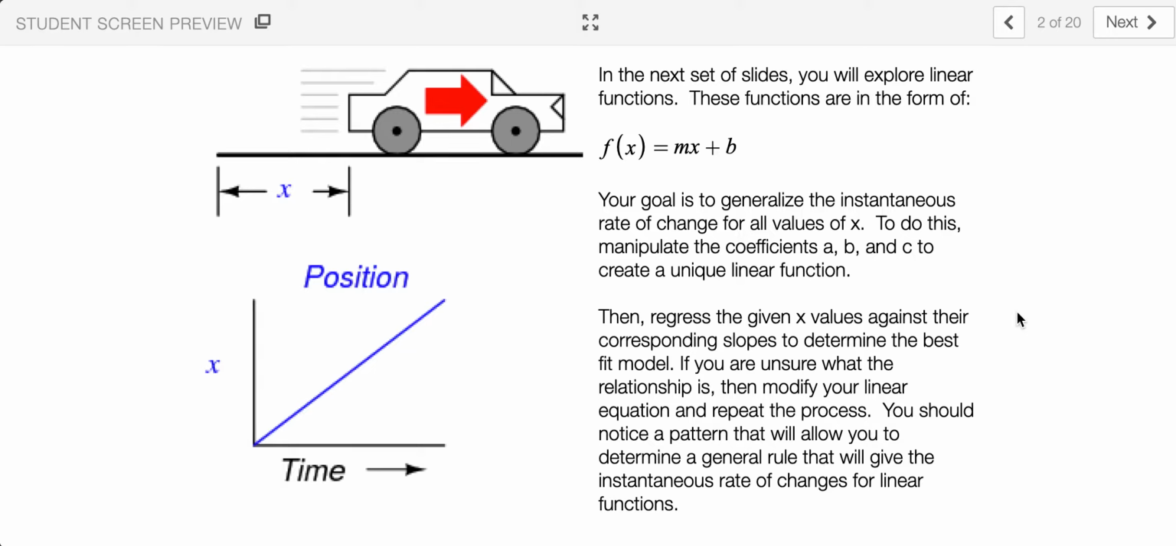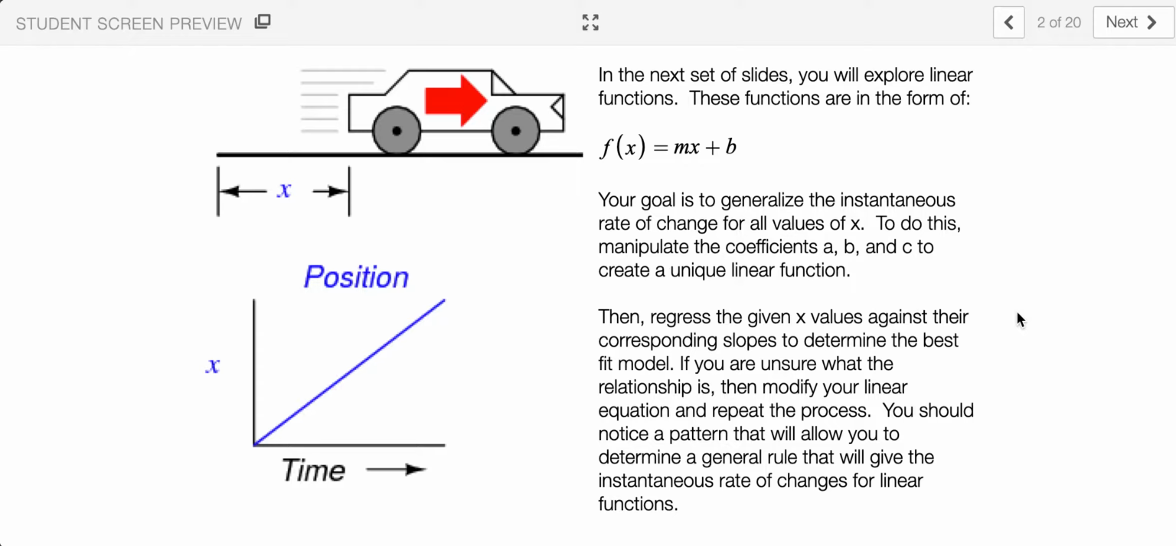In this video, we're going to talk about how we go about evaluating different linear functions using the approaches in this Desmos activity. So, the directions in the next set of slides, you'll explore linear functions. These functions are in terms of essentially y equals mx plus b. Your goal is to generalize the instantaneous rate of change for all values of x.